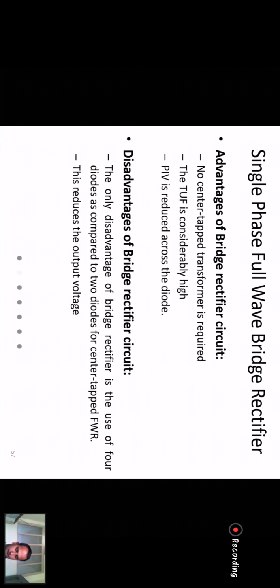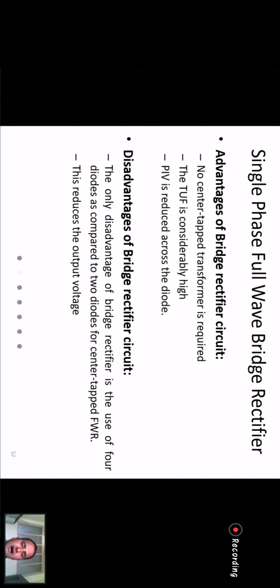So what are the advantages of the bridge rectifier circuit? No center tap transformer is required in this one. In the previous rectifier, a center tap transformer is required, but in this case we don't require one, and the TUF is considerably high. The transformer utilization factor is high, and the PIV across the diode is reduced. In the center tap transformer type, PIV is 2 times Vm, but in this case it is reduced to half.